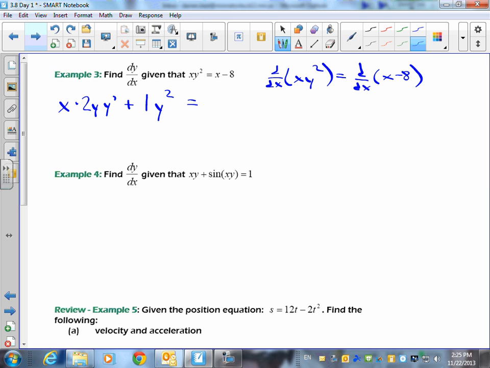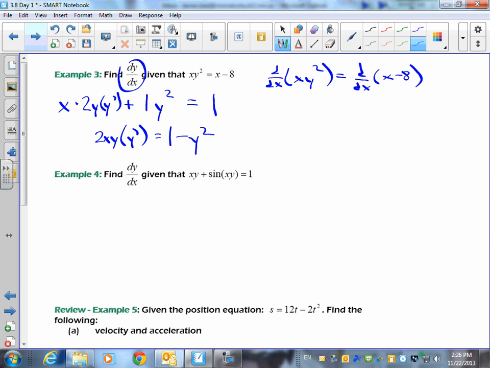Derivative of x minus 8? 1. What am I solving for? Y prime, which is in place of dy dx. I want to solve for dy dx. In this case, it's y prime. What do I need to do? Subtract y squared. That gives us 2xy times y prime equals 1 minus y squared.